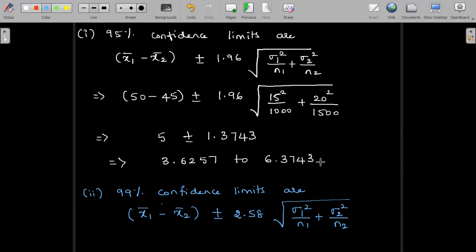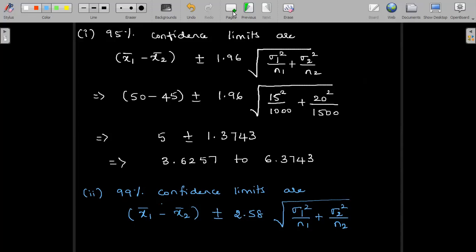I just made one small mistake while telling these two values in terms of percentage. It is not 36.2, it is 362.57. Similarly, this is 637.43. Right? If at all you want to convert to percentage. Sorry for that. Now let us substitute in this 99% confidence limits formula and proceed.